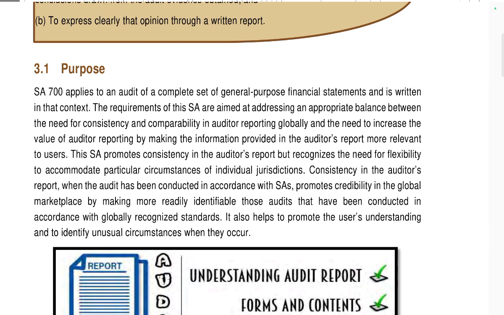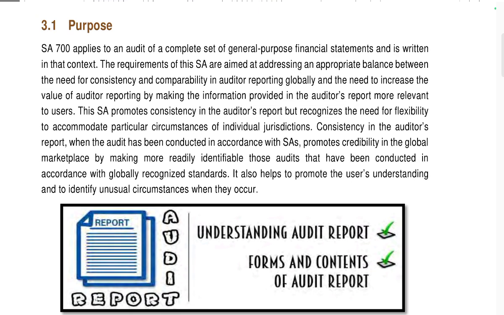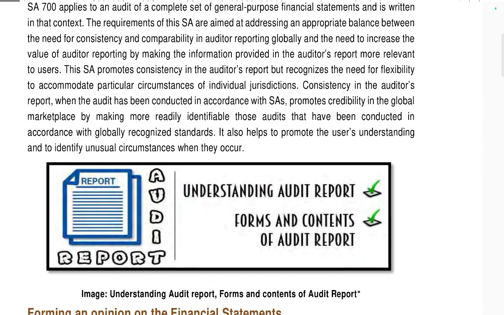SA 700 applies to the audit of a complete set of general purpose financial statements. The standard aims to address the appropriate balance between the need for consistency and comparability of audit reporting globally, and the need to increase the value of auditor reporting by making the information provided in auditor's reports more relevant to users. The SA promotes consistency in the auditor's report, while recognizing the need for flexibility to accommodate the particular circumstances of individual jurisdictions.